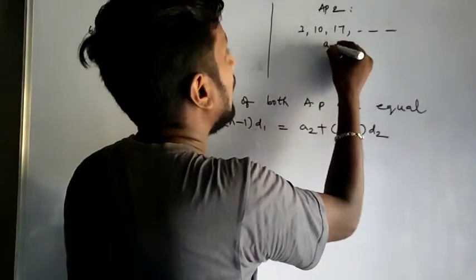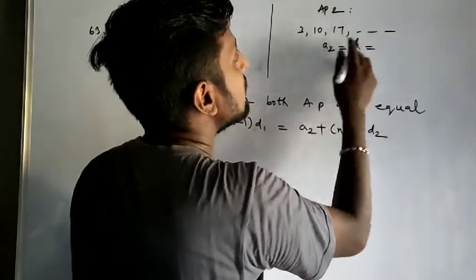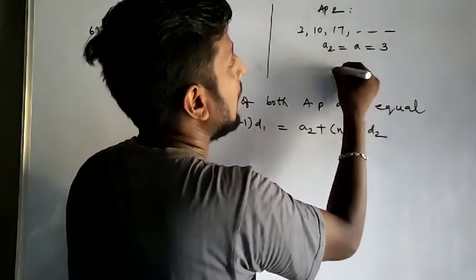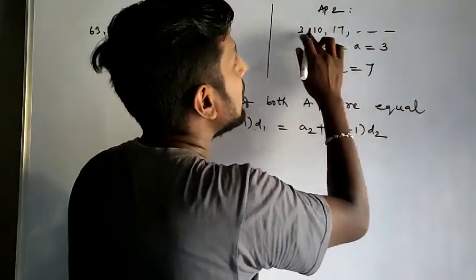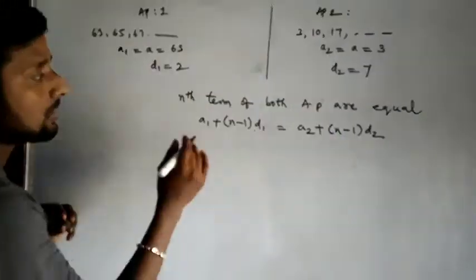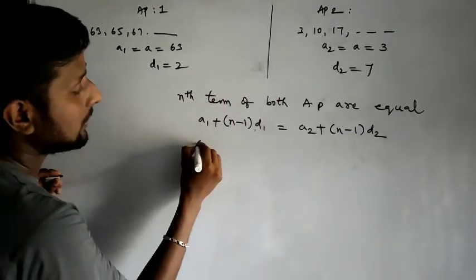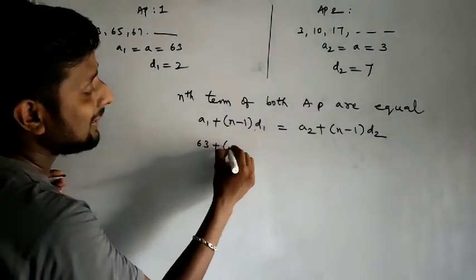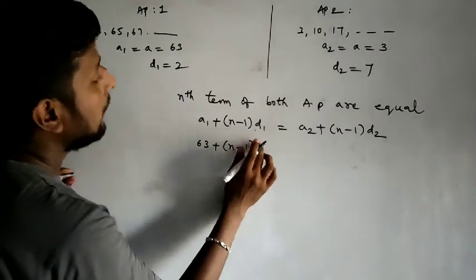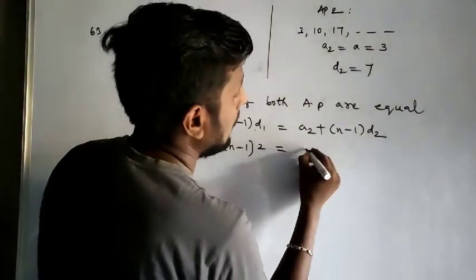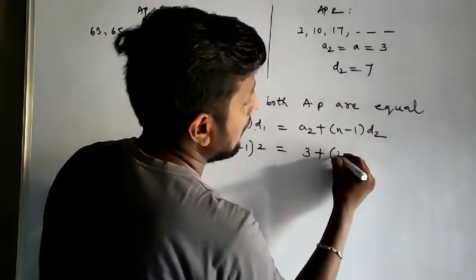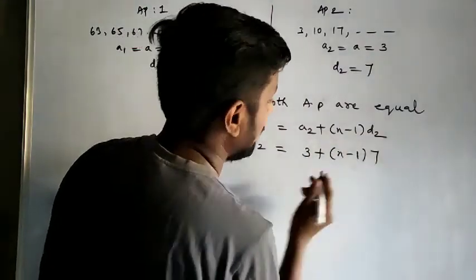Next, A2, that is also a first term 3, and D2 common difference, that is 10 minus 3, answer 7. Now start substituting the values. 63 A1 value plus n minus 1, D1 2, okay. Next A2 3 plus n minus 1, 7, okay.